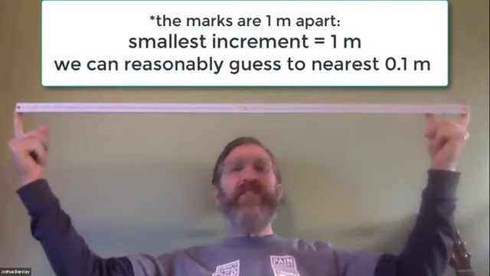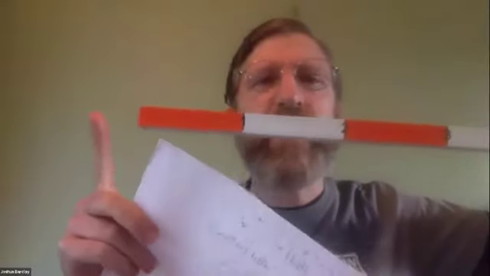So if the distance between the marks, also called the smallest increment, is 1 meter, then we can reasonably guess to the nearest 0.1 meter, or a tenth of a meter. This ruler has marks every tenth. So the question is, what is the width of this piece of paper again? But now we have a little more precision. We've got marks every tenth. This is 0 tenths, 1 tenth, 2 tenths, 3 tenths, and 4 tenths. But what I want you to do now is make a new estimate based on these.